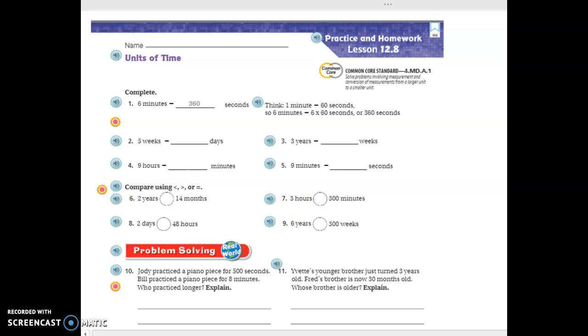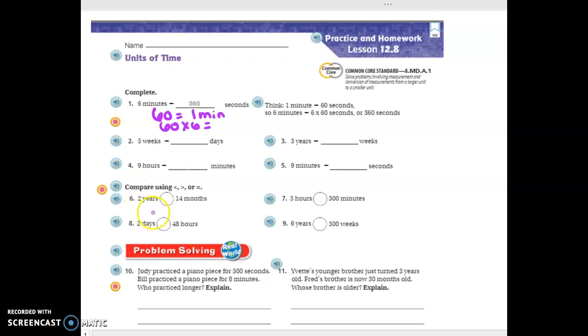Number 1 gives you the answer. 6 minutes equals 360 seconds because we know that 60 seconds equals 1 minute. And we know we have 6 minutes, so that would be 60 times 6. So keep that in mind for the rest of them. Number 2, 5 weeks equals blank days. Number 3, 3 years equals blank weeks. Number 4, 9 hours equals blank minutes. Number 5, 9 minutes equals blank seconds.